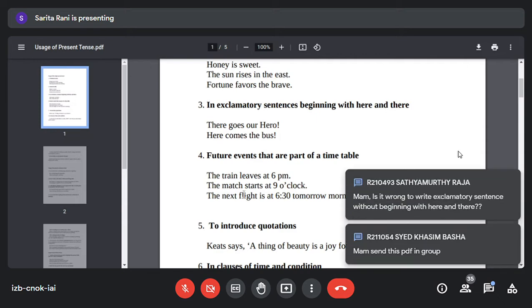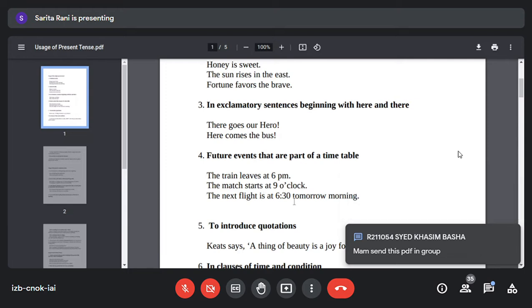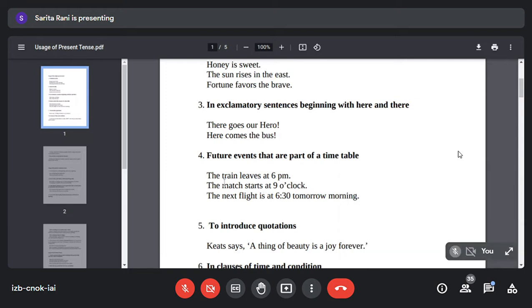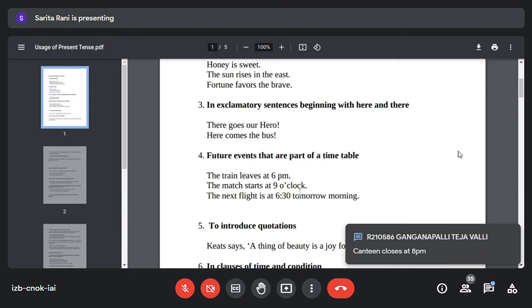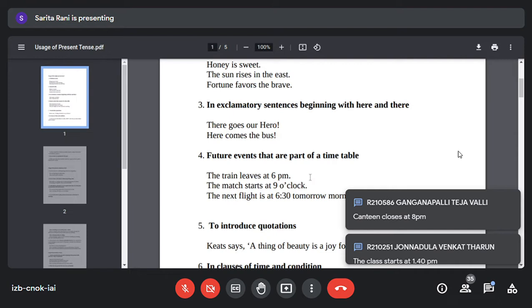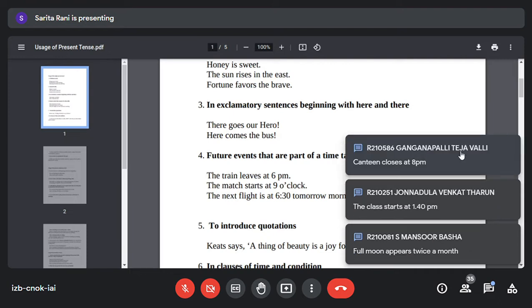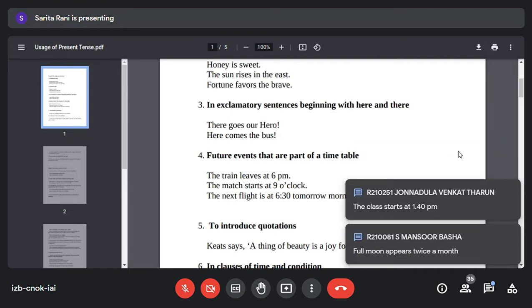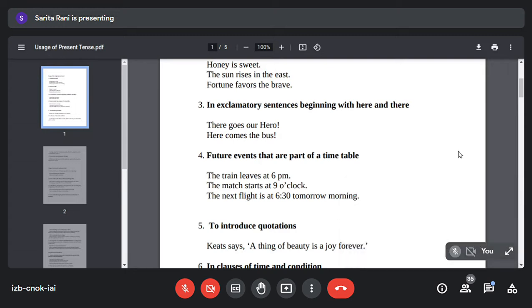The train leaves at 6 p.m. The match starts at 9 o'clock. The next flight is at 6:30 tomorrow morning. See, you can even say it simply like this also. The train will leave at 6 p.m. The match will start at 9 o'clock. So future actions which have a fixed timetable can be written in the simple present form also. I hope you have understood.